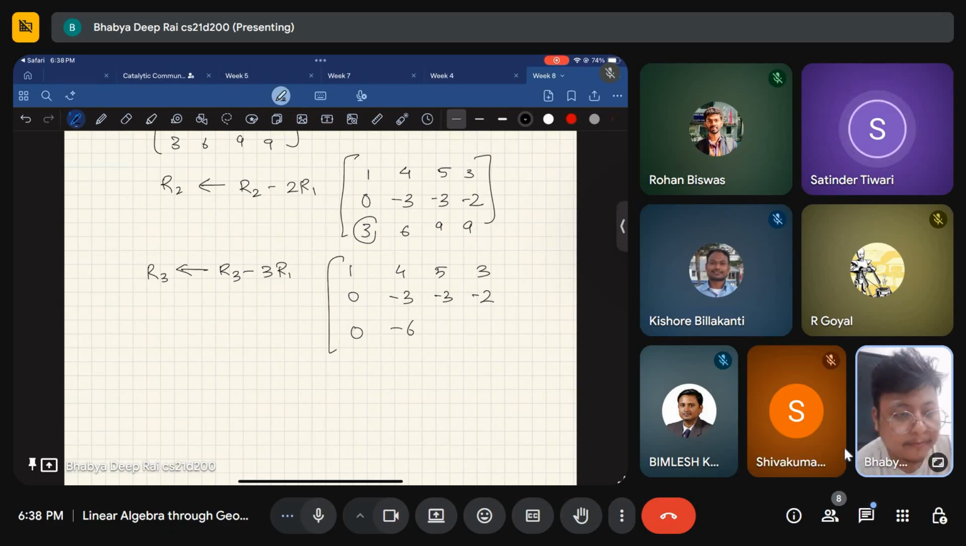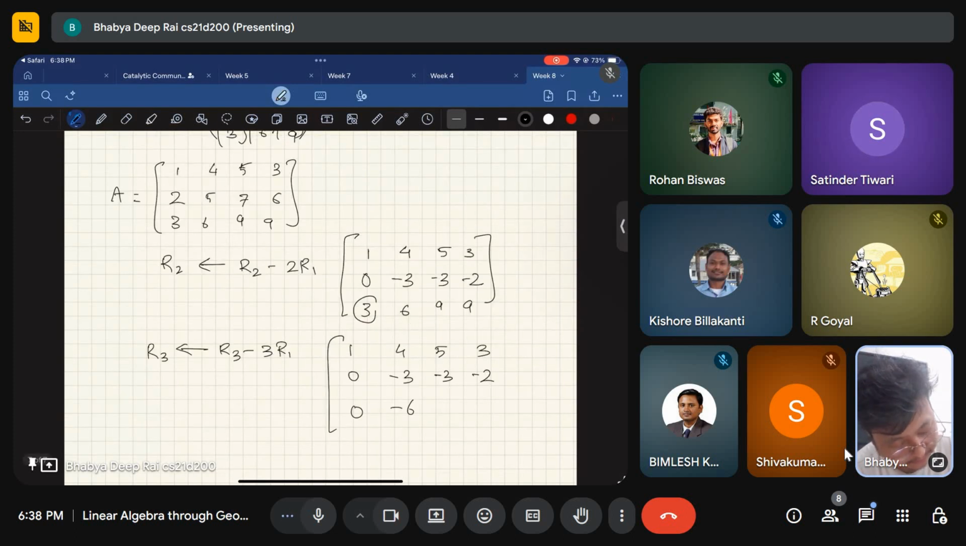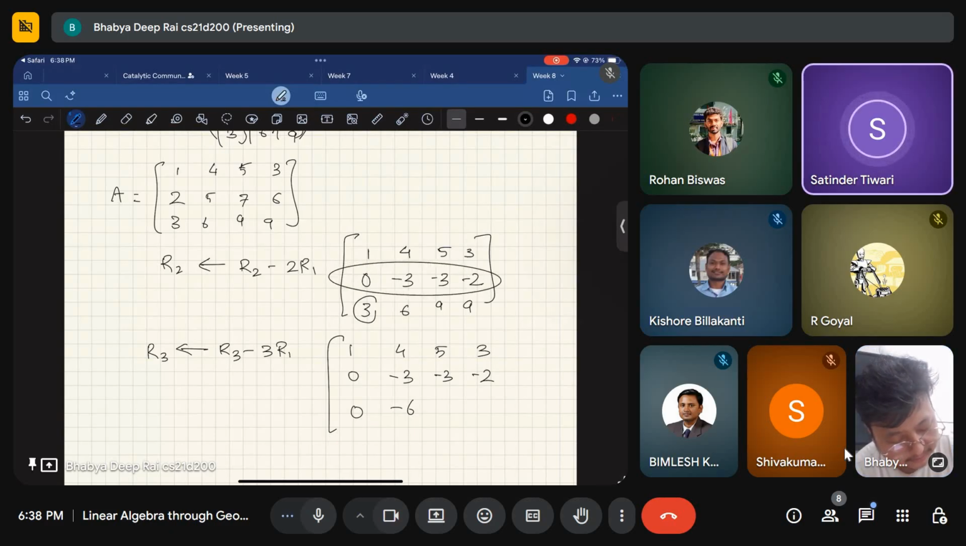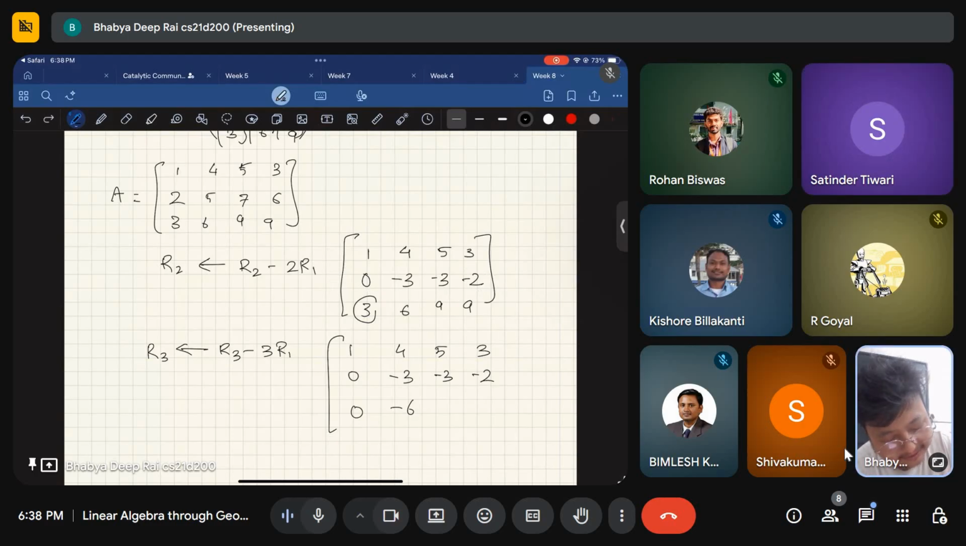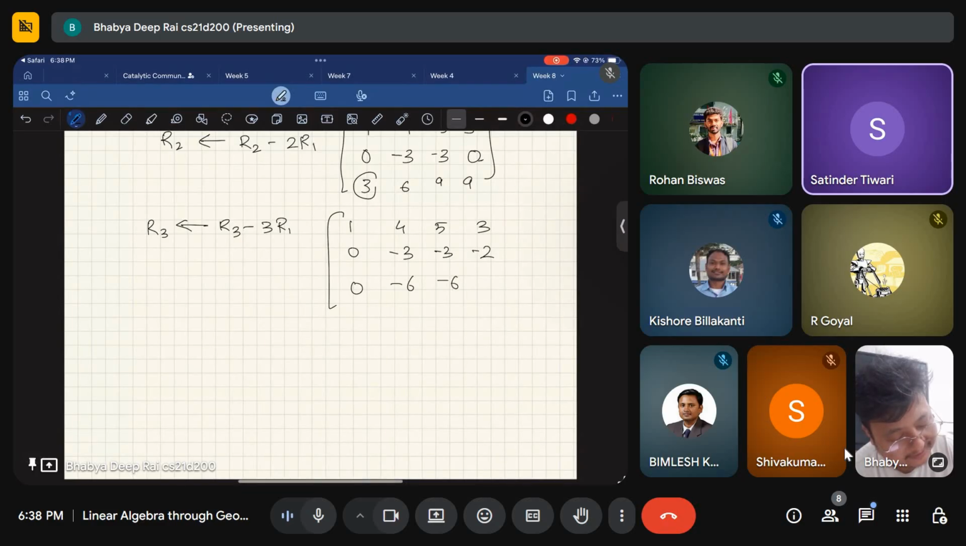Let's verify. The second row will be 0 minus 3 minus 3 0. Let's quickly check that. And the last row will be 0 minus 6 minus 6 0. Okay, good.